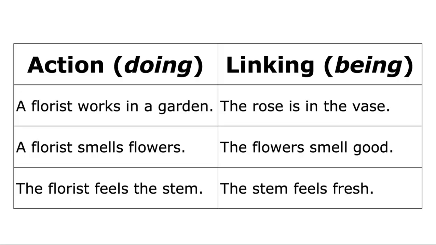Now on this slide, we have one side action, one side linking, and then 3 sentences under each side. A florist works in a garden. A florist smells flowers. The florist feels the stem. Under linking, the rose is in the vase. The flowers smell good. The stem feels fresh.